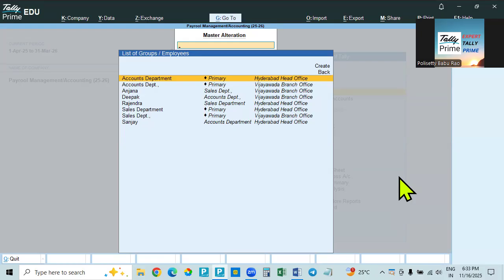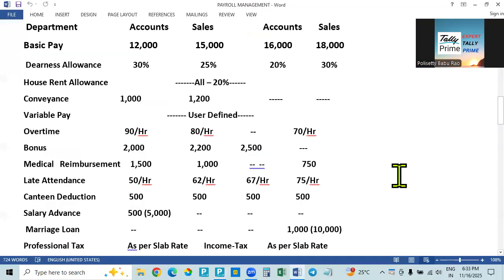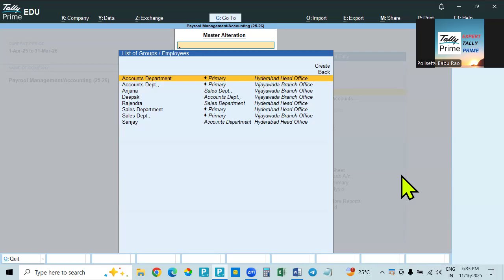It is called user defined. What is the amount payable? The user will define, will decide. So according to that, we have to do this. First of all, we have to define the salary. Defining the salary means different items, and all these items you have to define.